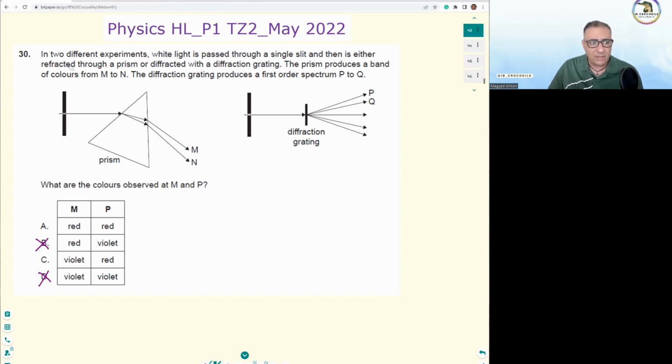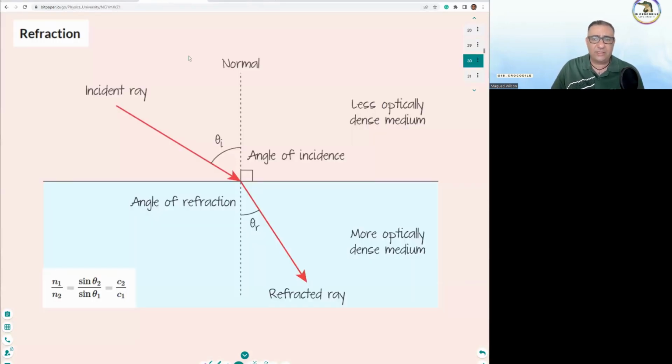Now the main phenomenon here is refraction, and I have two refracted rays, right? So now let's quickly review refraction. Refraction, as you know, is the change in the direction of propagation of a wave when it passes from one medium to another. And the change in direction is due to the change in speed.